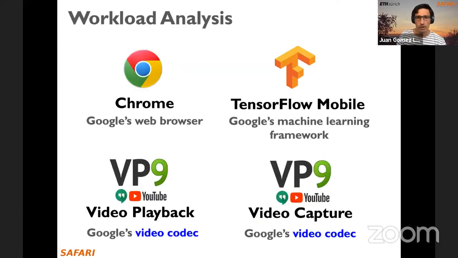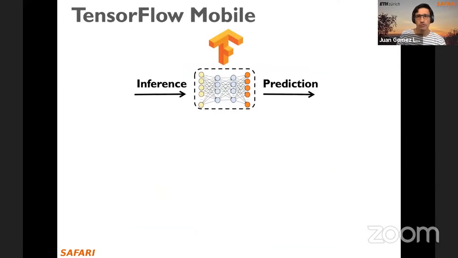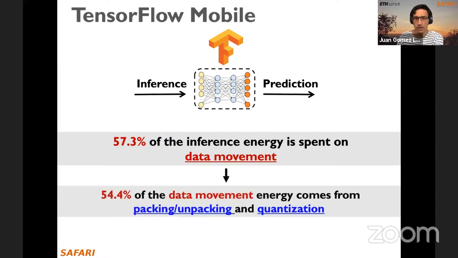Now let's talk about the workloads. And we are going to start with TensorFlow Mobile. So TensorFlow Mobile is an application that is used for neural network inference. And one observation is that 57.3% of the inference energy is spent on data movement. And among this data movement, 54.4% of this data movement energy comes from two operations that are pretty simple in reality, as you will see. One of them is packing and unpacking, and the other one is quantization.